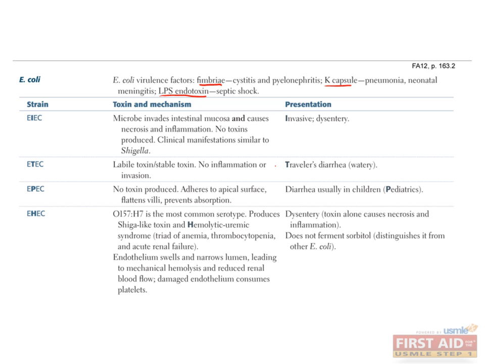EHEC stands for enterohemorrhagic E. coli, of which O157:H7 is the most common serotype. This also produces a Shiga-like toxin, which causes swelling of the endothelium and narrowing of blood vessels. This causes hemolysis and platelet consumption, as well as reduced renal blood flow, leading to hemolytic uremic syndrome, which is a triad of anemia, thrombocytopenia, and acute renal failure. EHEC can be differentiated from other E. coli by its inability to ferment sorbitol.